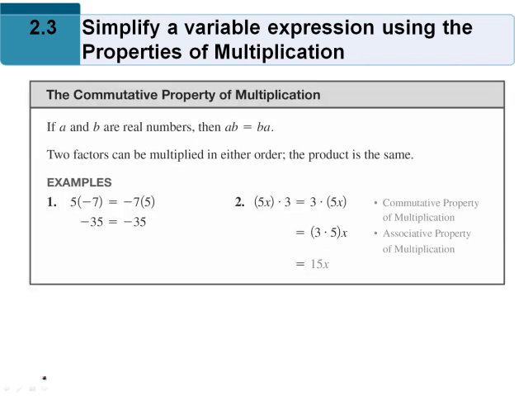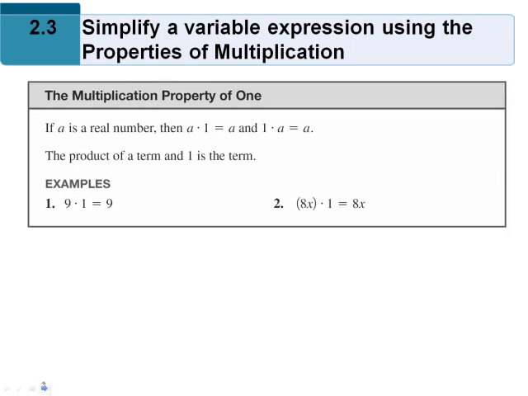So here we have the commutative property of multiplication. What that tells you is that you can multiply in any order. The order does not matter. A times B is the same thing as B times A. So the order flips. That's how you can tell that you're dealing with the commutative property of multiplication. So 5 times negative 7 is the same thing as negative 7 times 5. You get negative 35 on both sides. Same thing with 5x times 3. You could also flip it and say 3 times 5x and then just multiply the numbers, 3 times 5, and you get 15x.